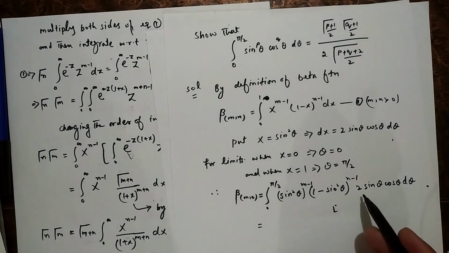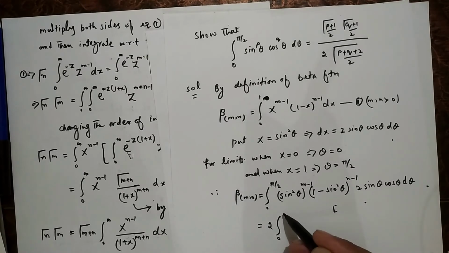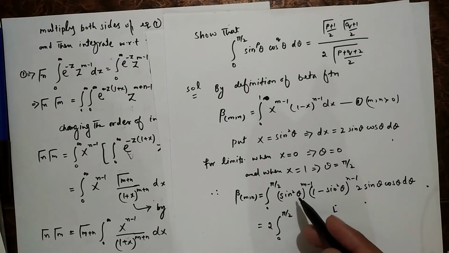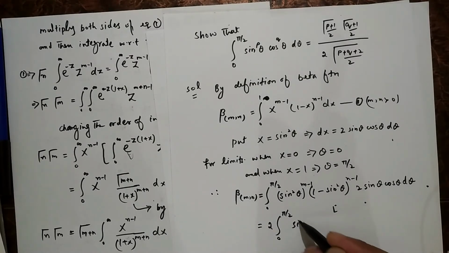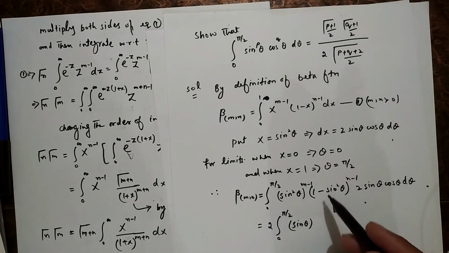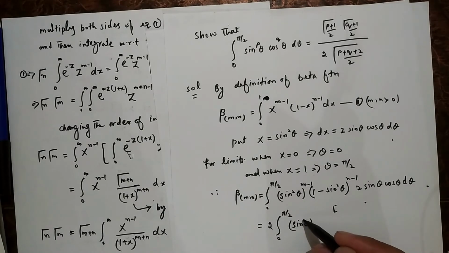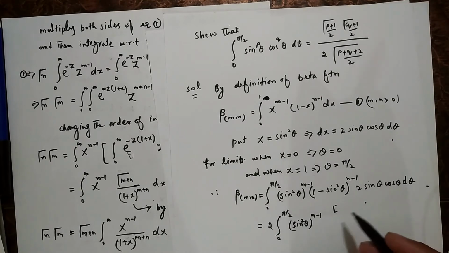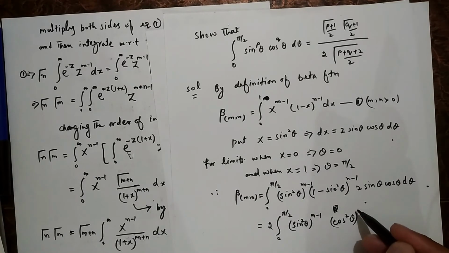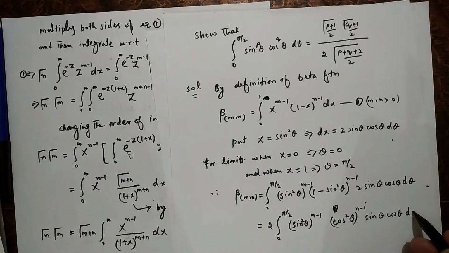Now this 2 will come here, 2 times integral from 0 to pi upon 2, sine square theta to the power m minus 1, and we know that 1 minus sine square theta equals cos square theta, so this will be cos square theta to the power n minus 1, and sine of theta cos of theta d theta.